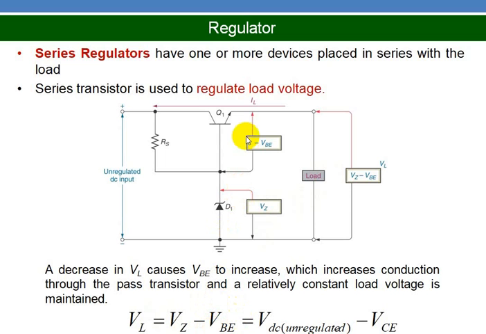Also you have to remember that whenever VBE is increased, collector to emitter voltage will decrease. Or when VBE is decreased, collector to emitter voltage will increase. So here the output load voltage can also be written as the input voltage minus collector to emitter voltage. So whenever there is a variation in load voltage, accordingly the VCE will be regulated. If VL decreases, then VCE is increased. How is VCE increased? The base emitter voltage will reduce and this will increase VCE. Thereby, the voltage always will be maintained constant.